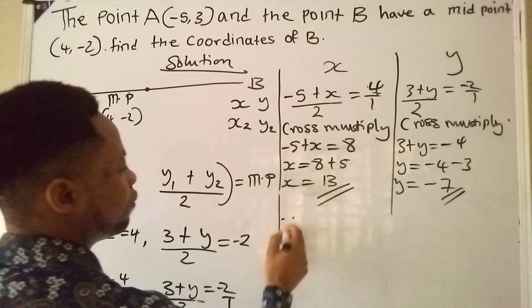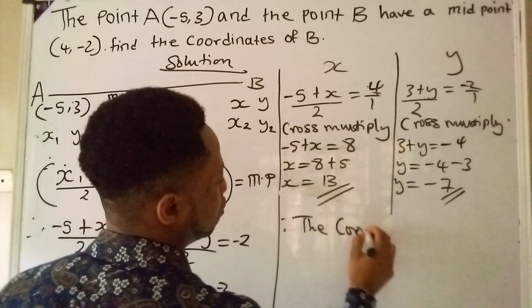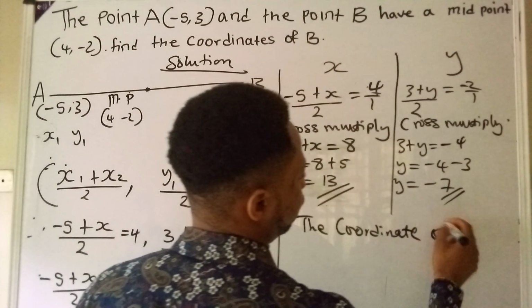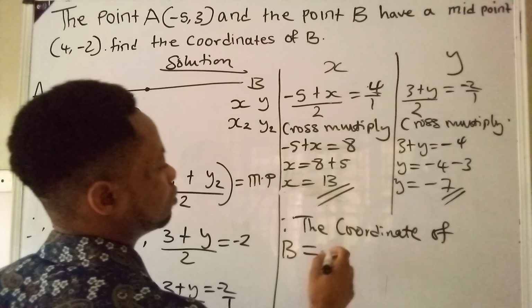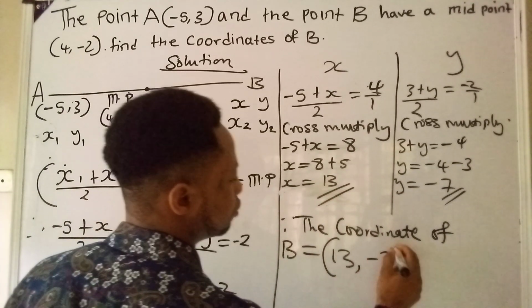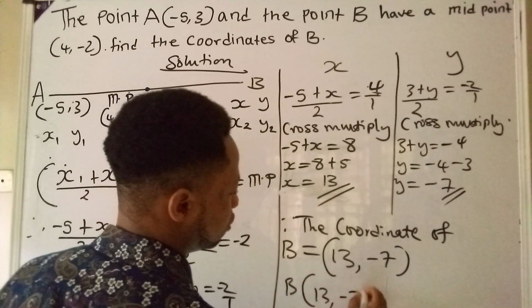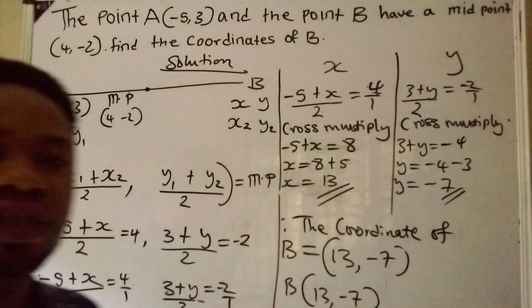So therefore, the coordinate of B is equal to (13, -7). B is (13, -7). So this is the answer to this question.